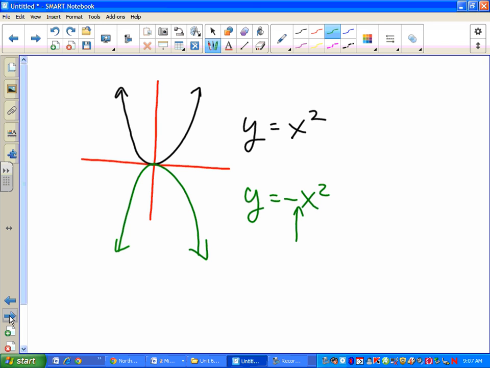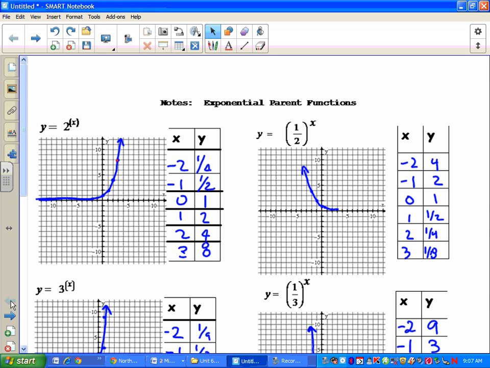Make sure you're listening. This is where you learn. So now this is an a value change. It took the whole equation and changed it to negative, and it reflected it over. This one's a little bit different. This is reflecting over the y-axis instead of the x-axis.